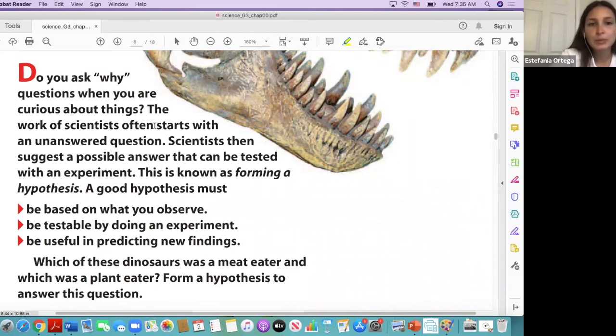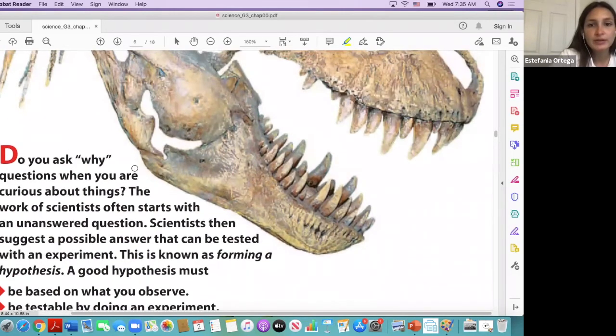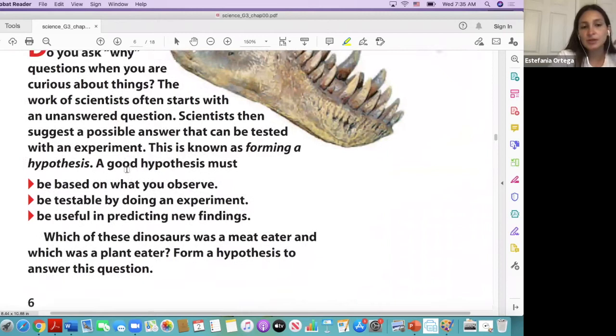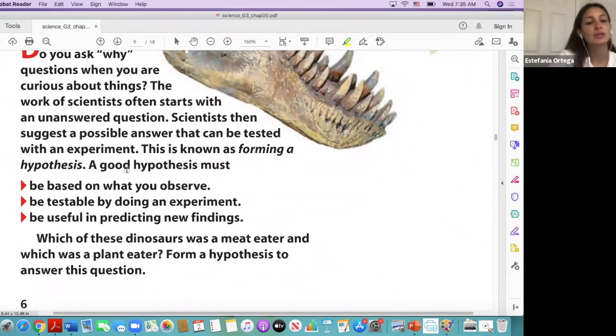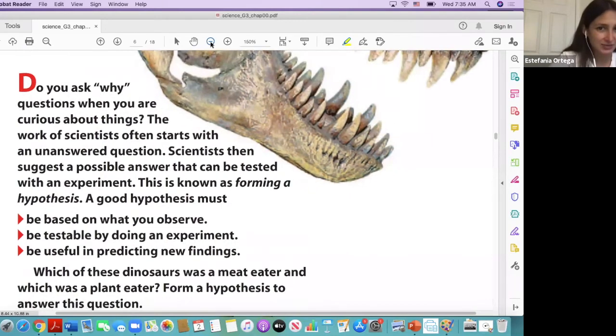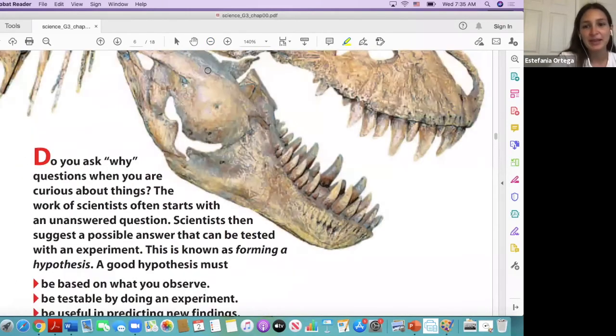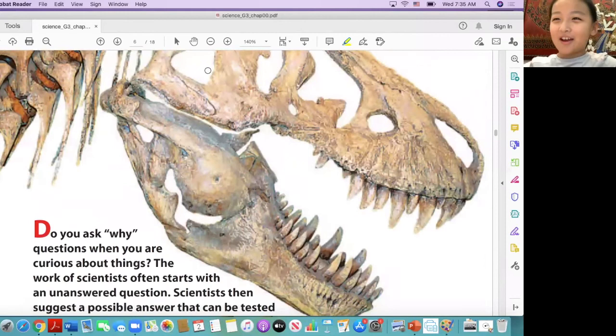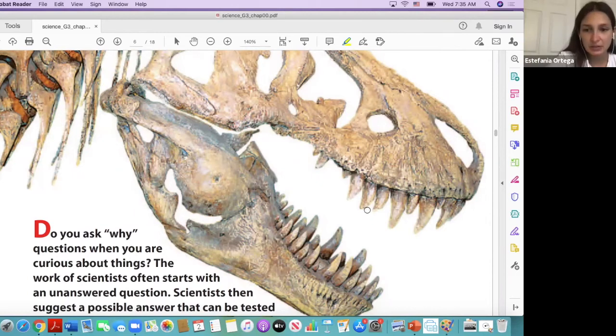So look at this dinosaur here, and then I'm going to turn the page so you can see the other one. And so the question is, which of these dinosaurs was a meat eater and which was a plant eater? Form a hypothesis to answer the question. So you kind of answered it already, right? But let's look closely at the other. Maybe they have sharper teeth than this one. All right, so look at this one carefully, and then I'm going to turn the page, okay? 3, 2, go.